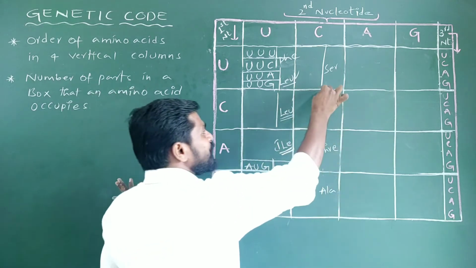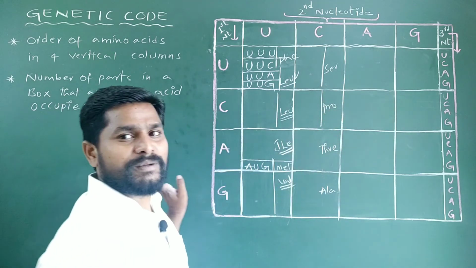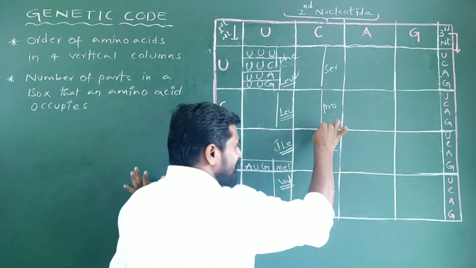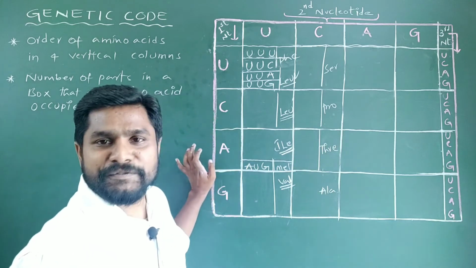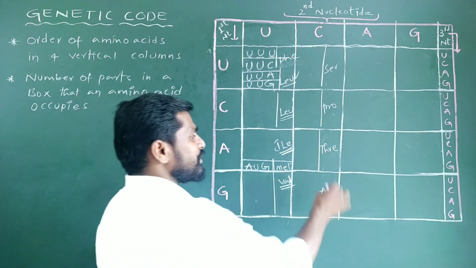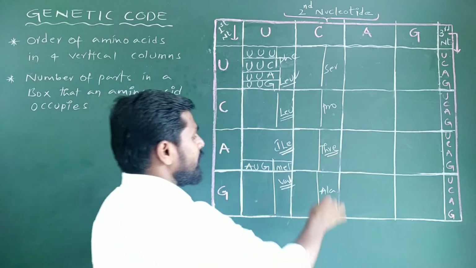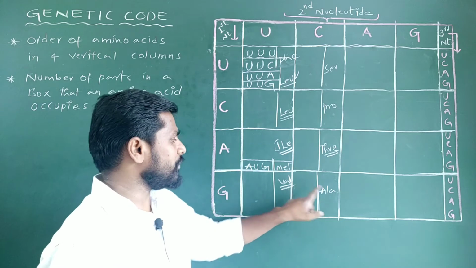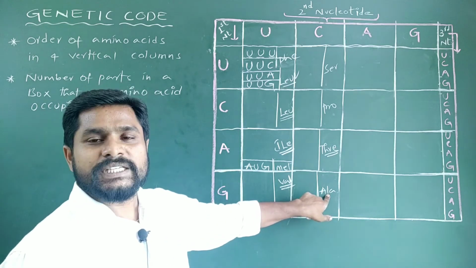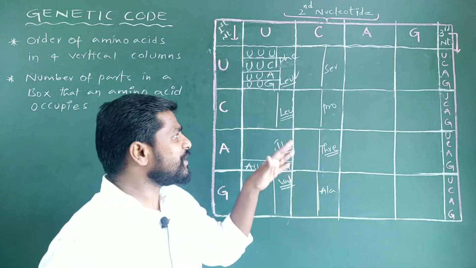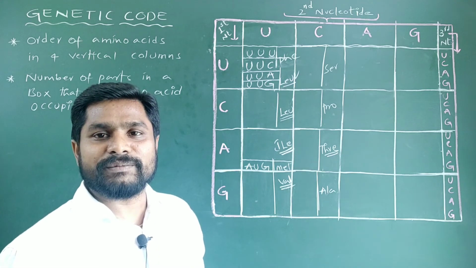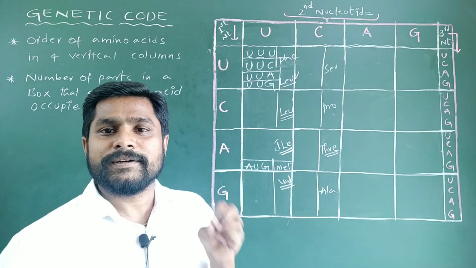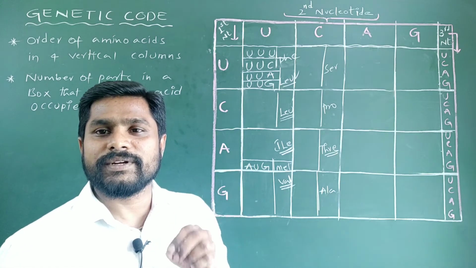Likewise, the four triplet codons of the second box of the second vertical column code for proline, and the four triplet codons of the third box are entirely coding for threonine, and the four triplet codons of the fourth box are coding for alanine. It is very easy to remember this order of amino acids of the second vertical column. Just learn it by heart: Ser, Pro, Thr, Ala, Ser, Pro, Thr, Ala, Ser, Pro, Thr, Ala, like that.